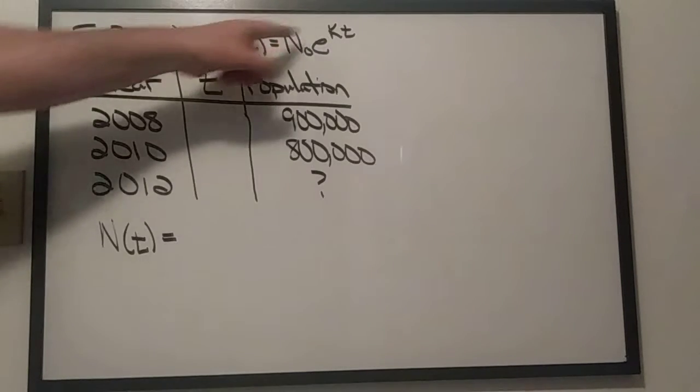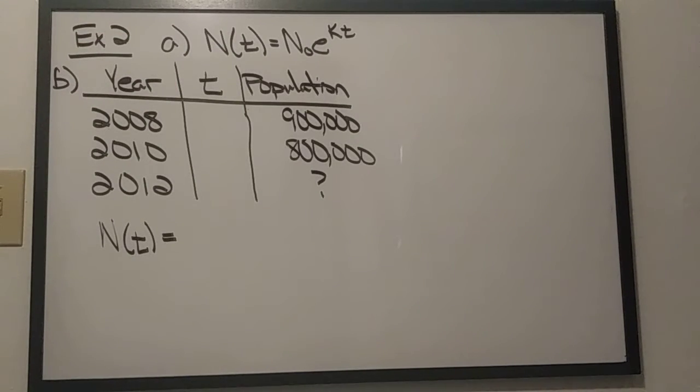So you'll see I wrote that down here. In part A, N of t is going to be N sub 0 e to the kt. Now, we won't know whether this is going to be an exponential growth problem or an exponential decay problem until we get a little bit more information. So let's check out part B.